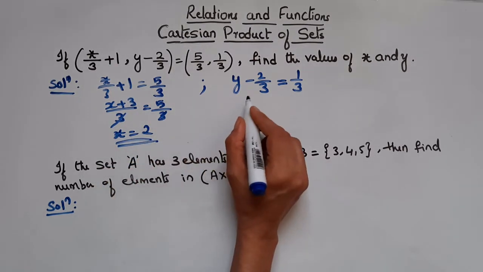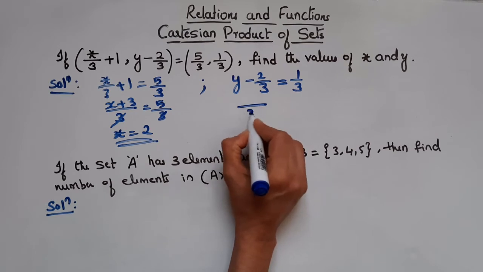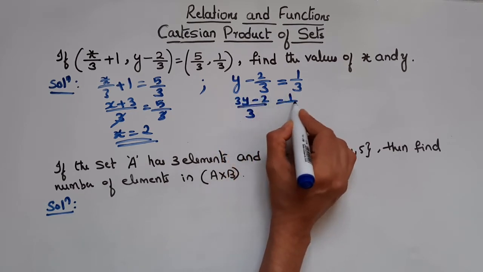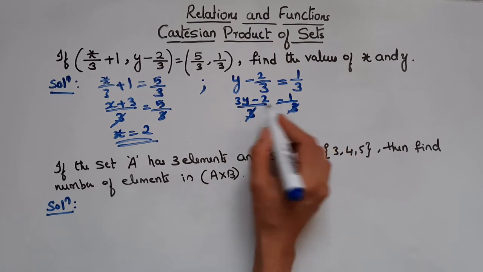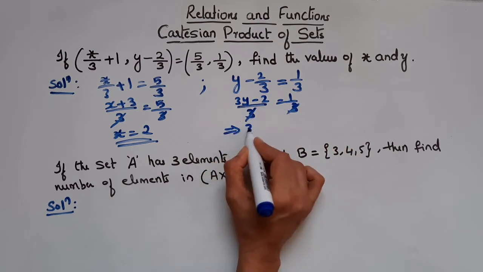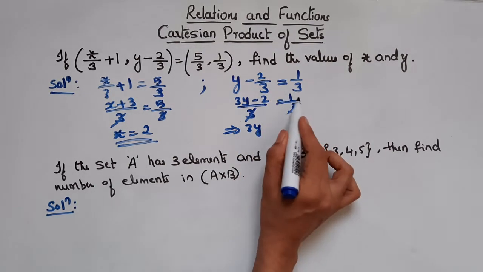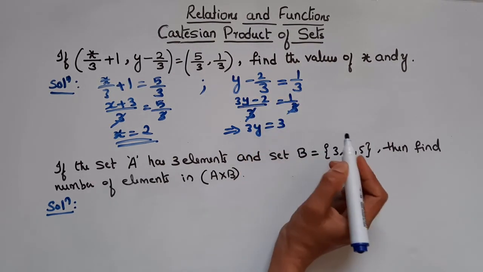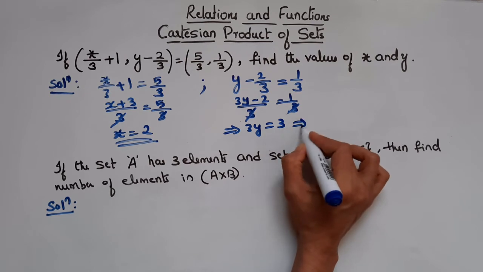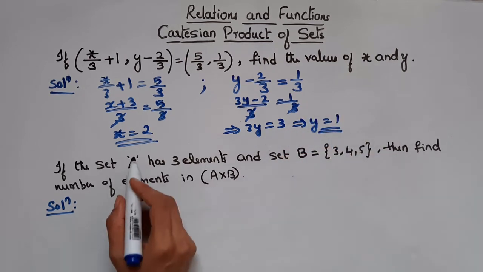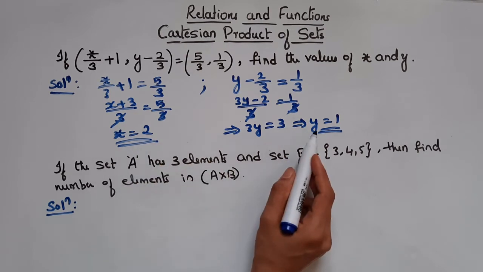Similarly, let's find the value of y. Here let's take LCM 3. So 3y minus 2 over 3 is equal to 1 by 3. The 3 and 3 are gone. We are left with 3y, and when we bring this to the other side, that will be 1 plus 2. So 1 plus 2 is 3, right? This implies y is equal to 3 by 3, and 3 by 3 is 1. So the value of x is 2 and y is 1.